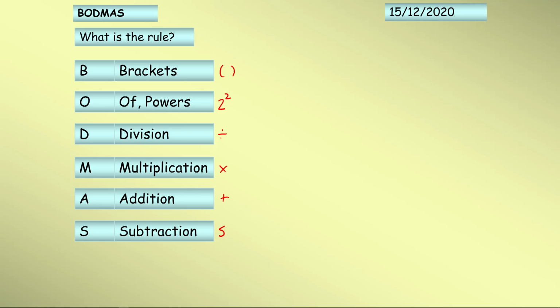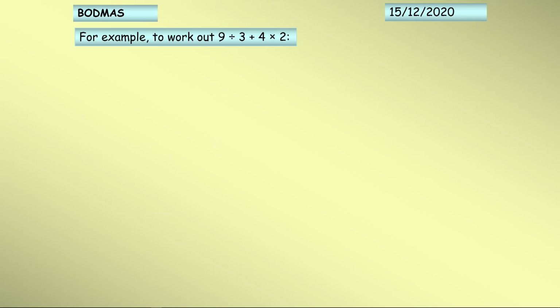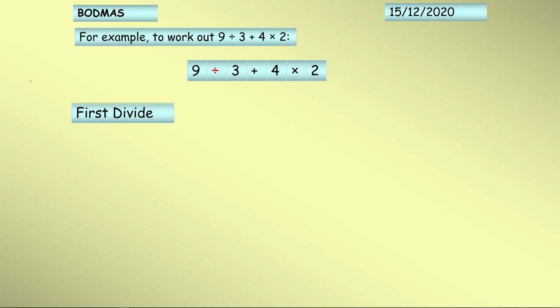Let's see what we can do with this. Let's have a look at an example. Now we've got this down. So in this example, we've got to work out 9 divided by 3 plus 4 times 2. Right. So just to help me, I'm going to put my BODMAS on the side of the page here.